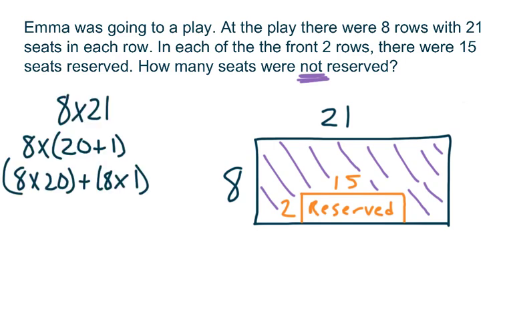So I'm going to go ahead and use the expanded form method. 8 times 20 gives me 160, and 8 times 1 gives me 8. So my total number of seats is going to be 168, and this is my total seats.